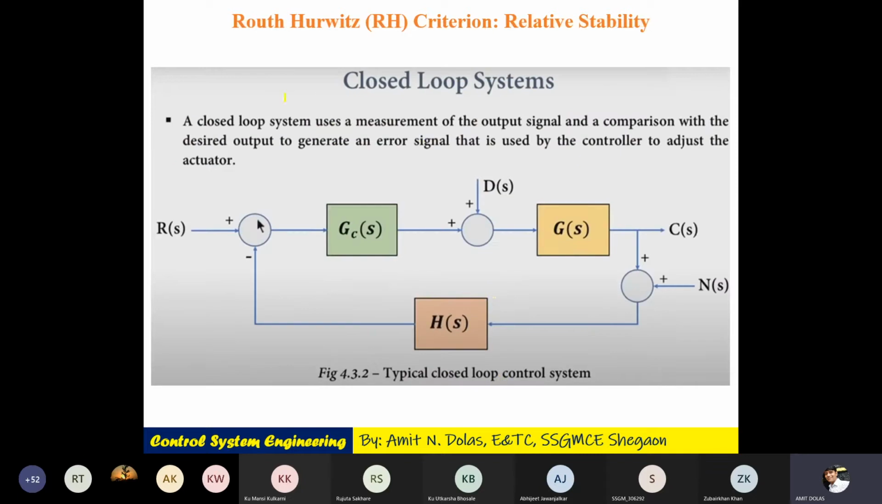Then what is a closed loop system? You know what is closed loop? A part of the output is taken through a feedback again to the input, that is nothing but closed loop. Here you can see the disturbance can be controlled by this controller. Of course, the controller will read the feedback error, and accordingly it will try to reduce the disturbance.